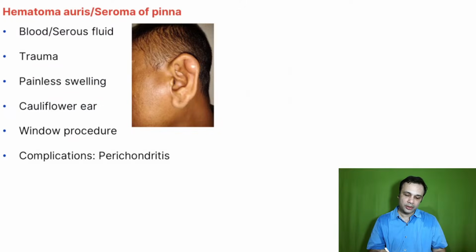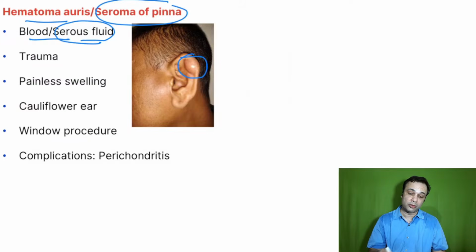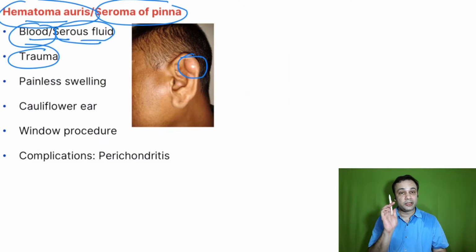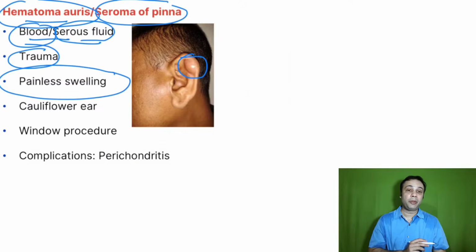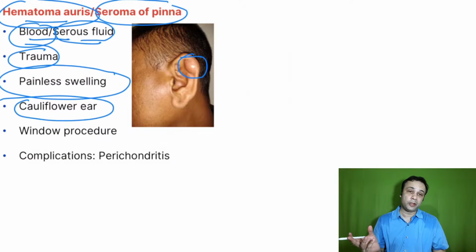A few points to remember. I am not going to elaborate on each one of these. You have an image like this when there is trauma, with blood or serous fluid. When you talk about serous fluid, it is seroma of the pinna. When you talk about blood, it is hematoma auris, right? Most often it happens due to trauma in seroma of the pinna. Sometimes it can be spontaneous. Both are painless. When you have an abscess, it can be painful. When there is perichondritis, it can be painful. If it is prolonged, it can lead to a cauliflower ear abnormality.